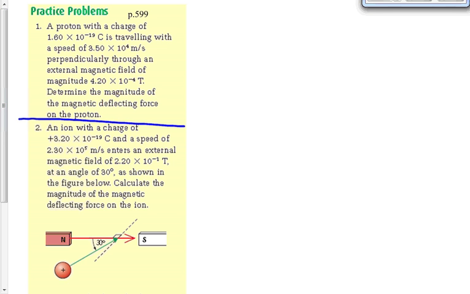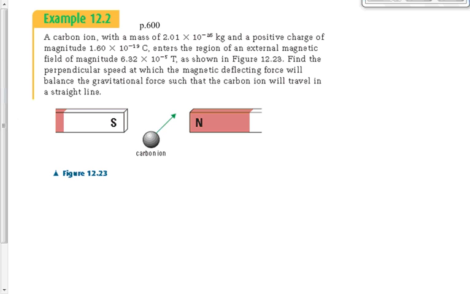No issues with question number 1? Everybody's got it? Okay, let's take a look at one more example and then we'll wrap it up for the day here, okay? This one says a carbon ion. We don't know anything about a carbon ion, but they tell us something about it, right? It has a mass of 2.01 times 10 to the negative 26 kilograms and a positive charge of magnitude 1.6 times 10 to the minus 19. Enters the region of an external magnetic field of this value, 6.35 times 10 to the minus 5.